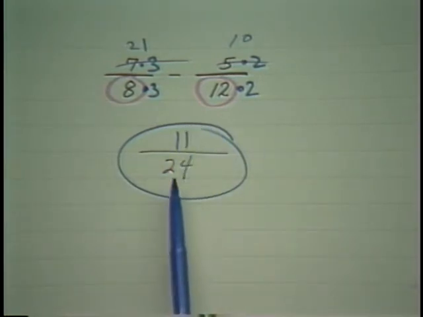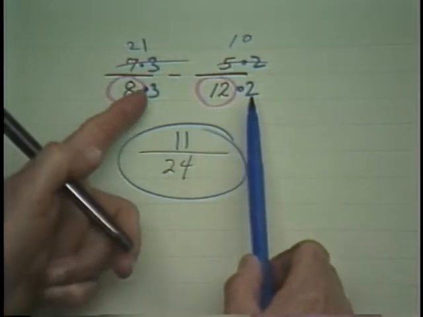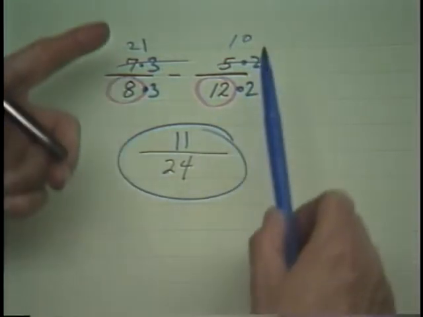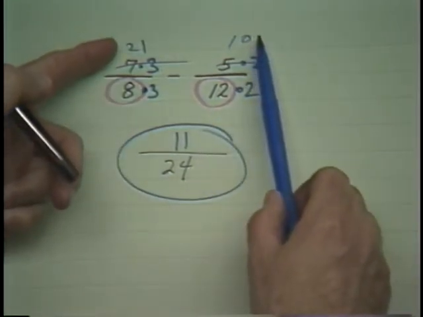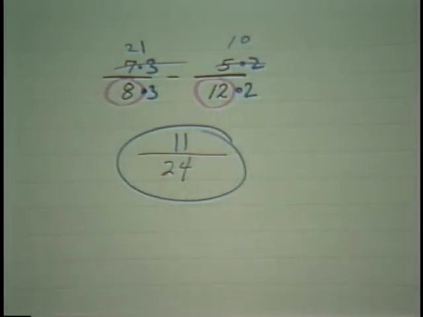Then we ask, can it be reduced? In this case, no. Then we're done. Just that simple. Get common denominator. Build each to have the common denominator. Subtract the tops. Gives you the top of the answer. Then reduce if possible. That's really all there is to it.